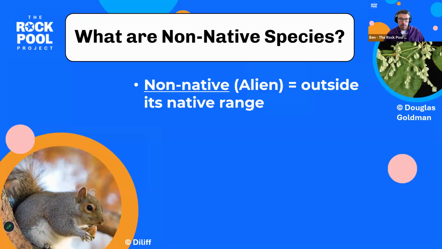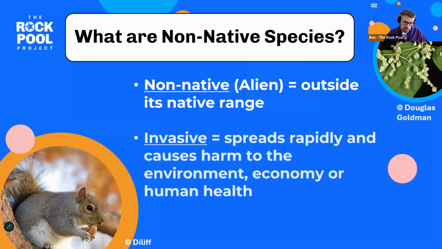So I've talked a lot about non-native species already, and I've explained what they are. There's an important distinction to be made when we're talking about non-native species. Non-native is a broad term, which just means a species which is found outside of its native range. It could also be called alien species. Another term, which you may well have heard of, is invasive species. Sometimes these terms are used interchangeably, but it's not generally considered that they mean exactly the same thing.